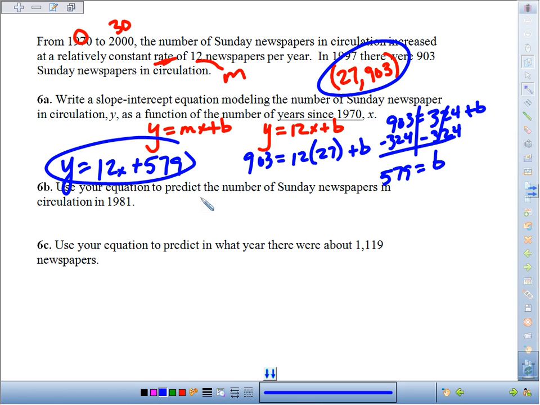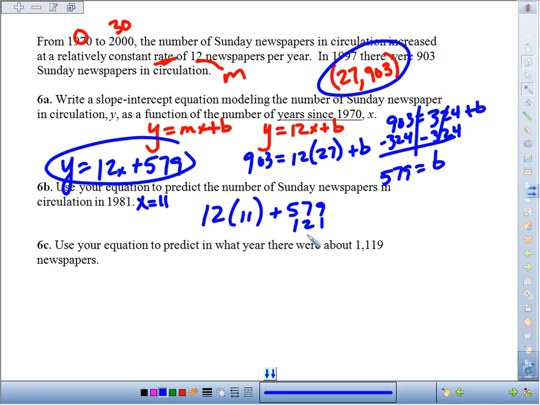Part B, use that equation to predict the number of newspapers in 1981. Again, we don't plug in 1981. We modeled it as years since 1970. So what do we have to substitute for x? 11, because it's 11 years after 1970. So we take 12 times 11, plus 579.